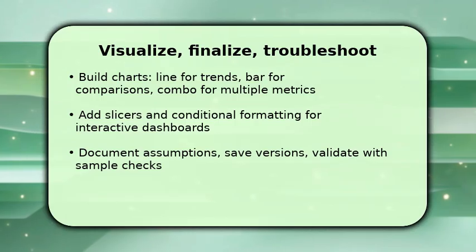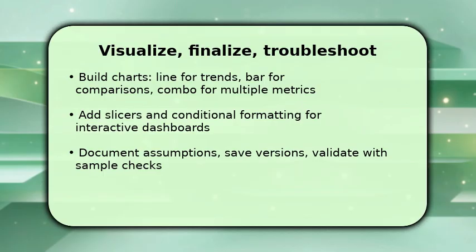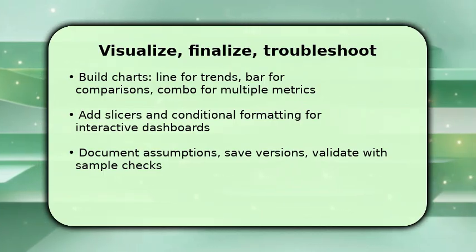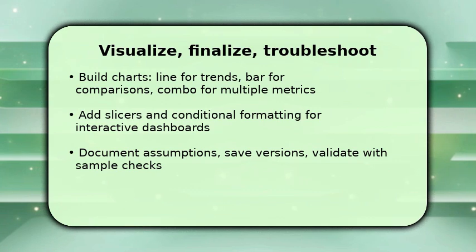Finally, save a versioned file and document assumptions inside the workbook. If numbers disagree, check raw date formats and table ranges first. Inconsistent formats or truncated tables cause most errors.